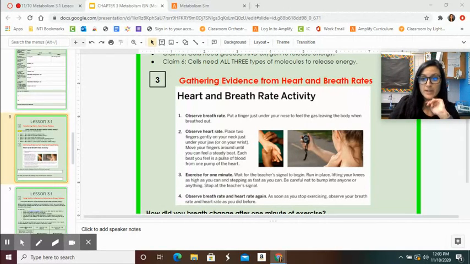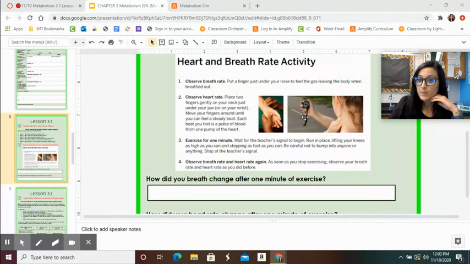And so at this point, you should have both your breath rate and your heart rate. Remember, you took each of those for a minute, and those were your resting rates. Because now what you're going to do is exercise, and what we did in class was we jogged in place for a minute. And then after we jogged in place for a minute, we took our breath rate and our heart rate again. And then we compared the two.